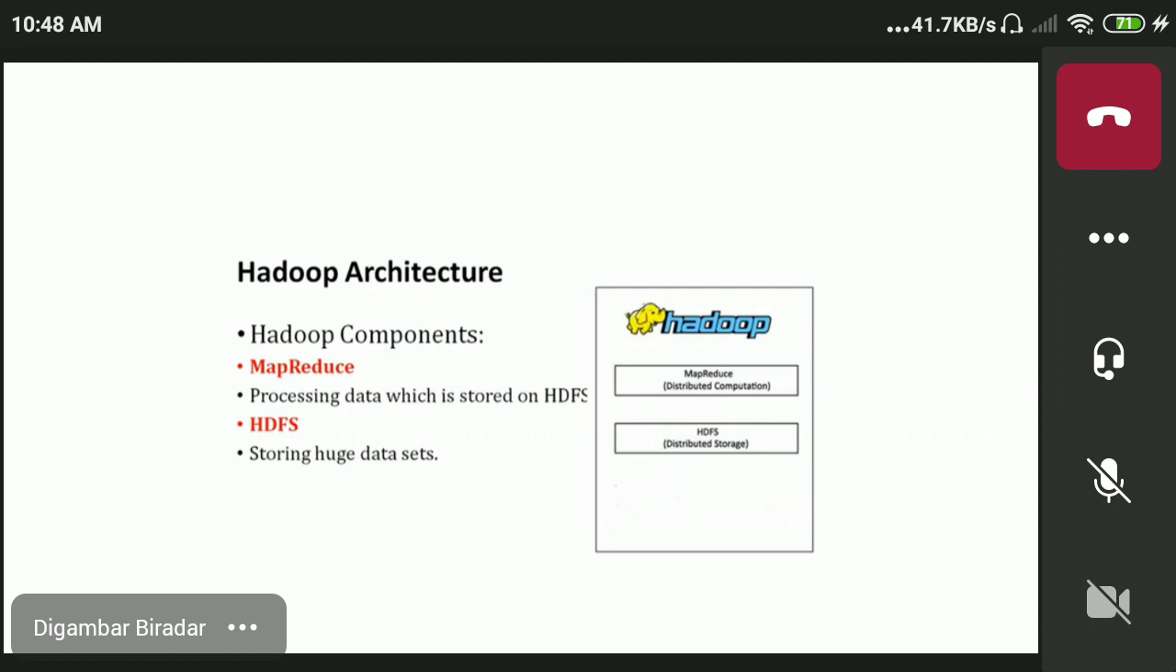Now come to the Hadoop architecture. So inside the Hadoop, we are having only two core components. One is MapReduce. That MapReduce किस लिए use करते हैं? Already I have explained. Okay. And HDFS. HDFS is a special kind of a file or special kind of a file service which stores the data. So MapReduce processing data which is stored on HDFS and storing a huge data set inside the HDFS. These are the two core components inside the Hadoop architecture.